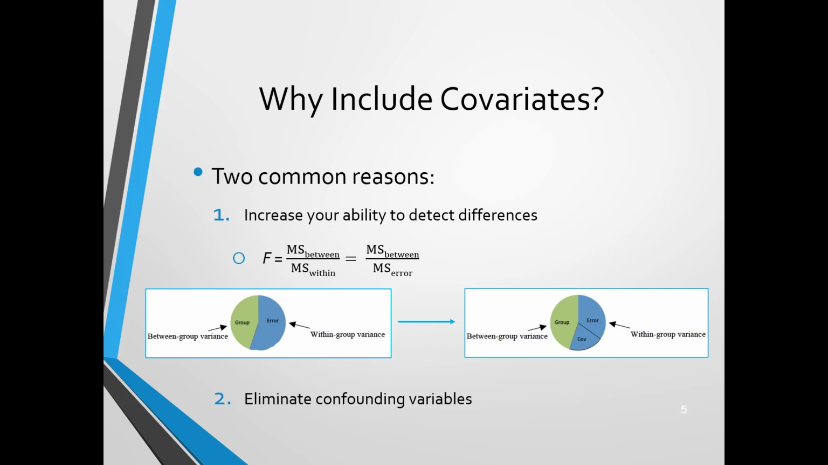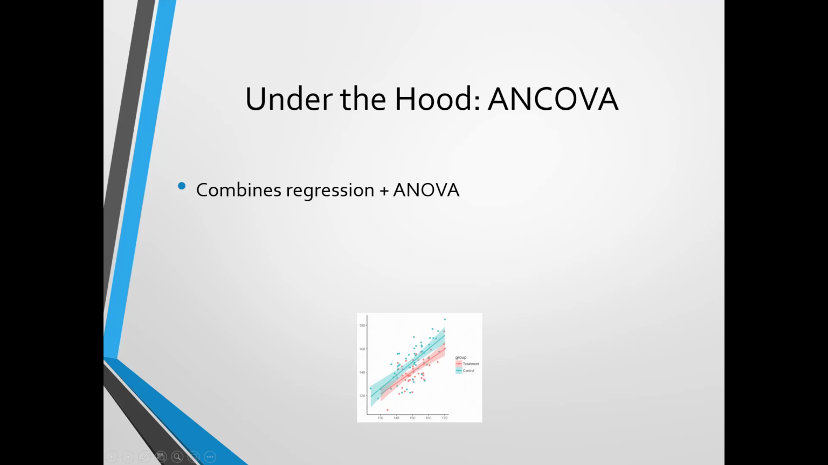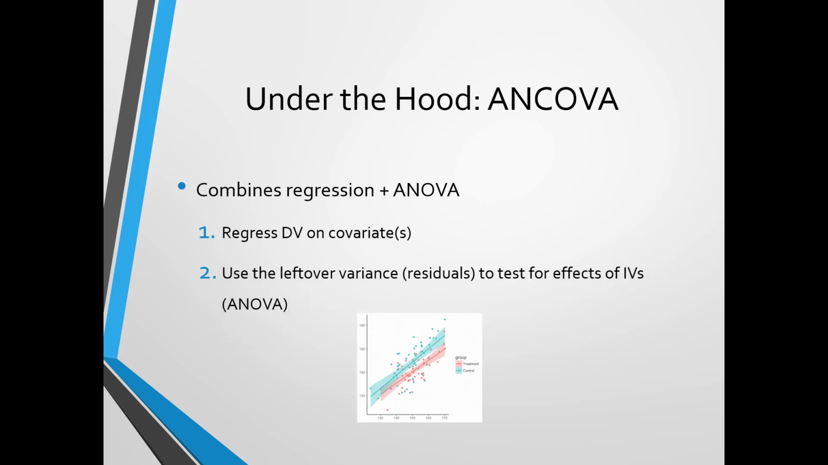Let's talk about what happens under the hood a little bit. What RStudio is doing for you under the hood is combining regression and ANOVA. First, it regresses the dependent variable on covariates. That's another way to say that it's running a regression where the covariates are the independent variables and the dependent variable is the outcome. And then it uses the leftover variance, or residuals, to test for the effects of IVs in ANOVA.